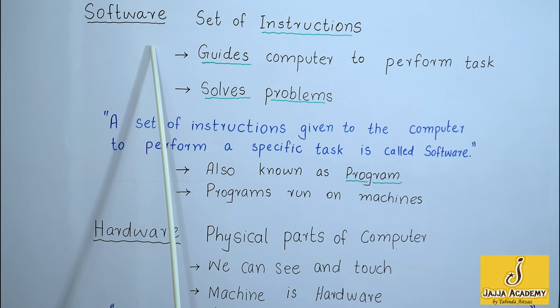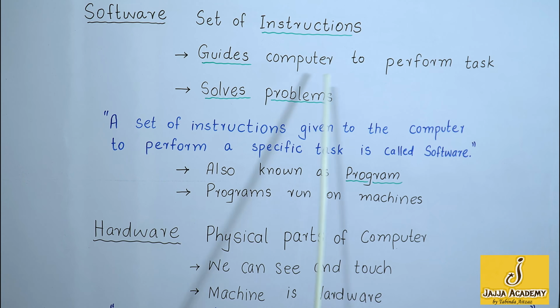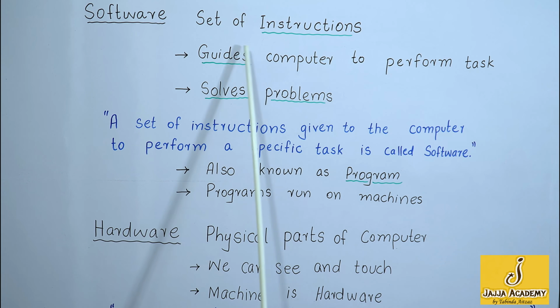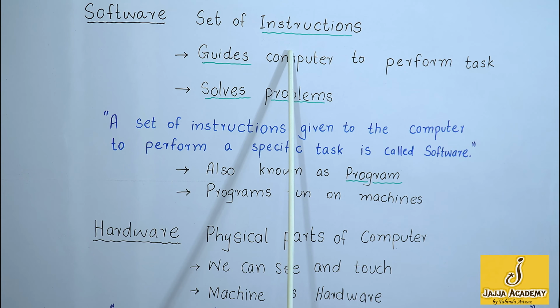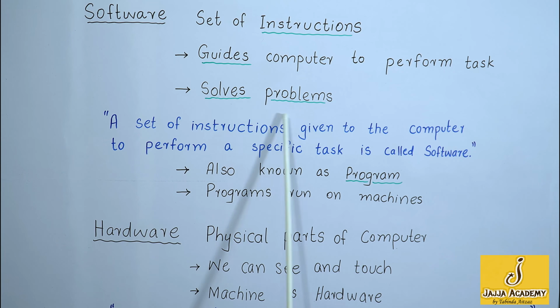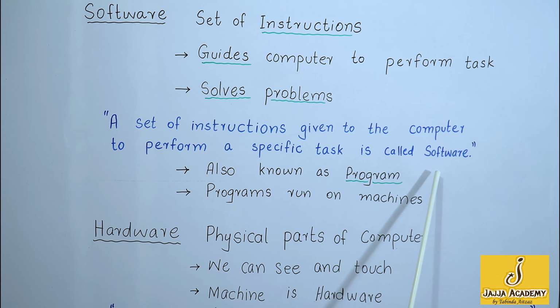When we want to ask the computer to do some work for us, we have to provide some instructions that guide the computer to perform tasks according to our requirements. Those instructions or set of instructions are known as software. Different softwares are used to solve different problems. The formal definition of software is a set of instructions given to the computer to perform a specific task, and a software is also known as a program.